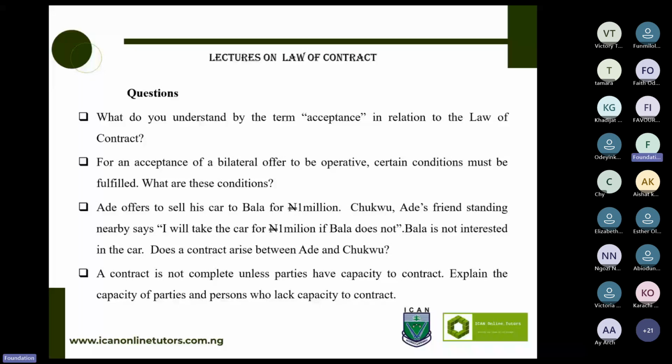Does contract arise between Ade and Chuku? No. No contract arises. There's no contract between them. The offer is direct to Bala and not Chuku. Full stop. Move on. Is that clear? You have your 5 marks.